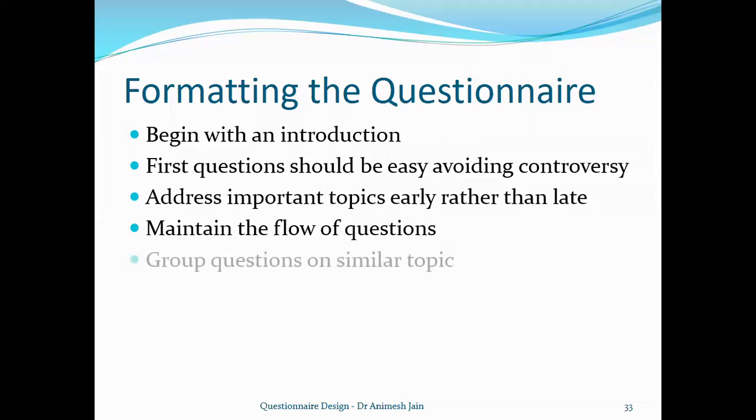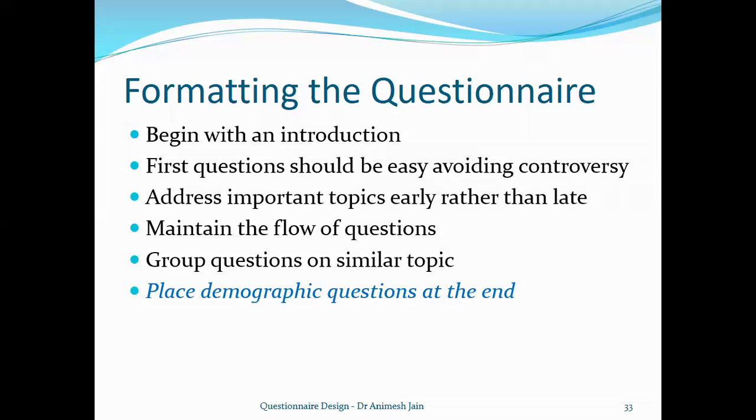Maintain the flow of questions. All those questions which are on a similar topic should be grouped together. Many of the Western literature suggests that you keep your demographics at the end. There are diverse views. Usually in the subcontinent, we use it at the beginning, but it's up to you. We have tried this out, and it works well. What they say is, if you keep it at the end, by that time you have already gathered most of the information that you require. By the time you reach the end, nobody will refuse to give you the demographics, the basic things like experience, marital status and things like that.